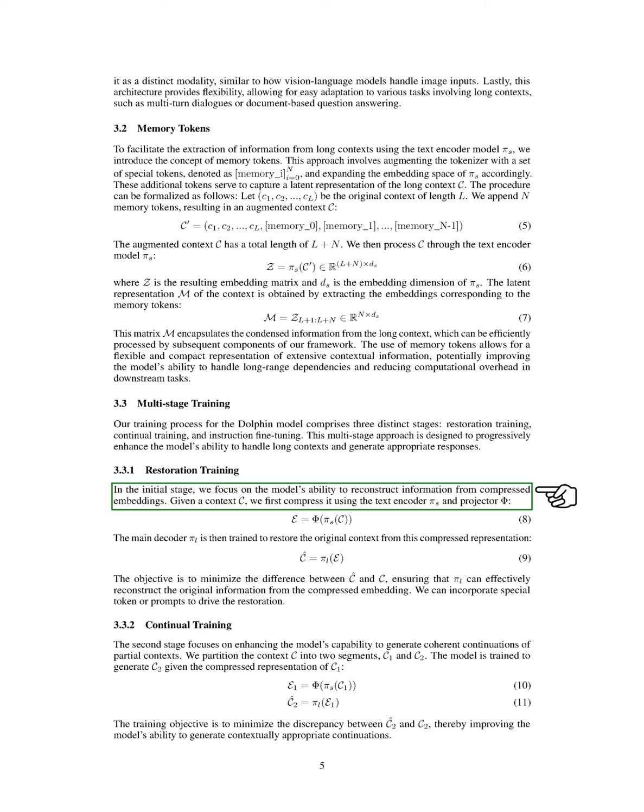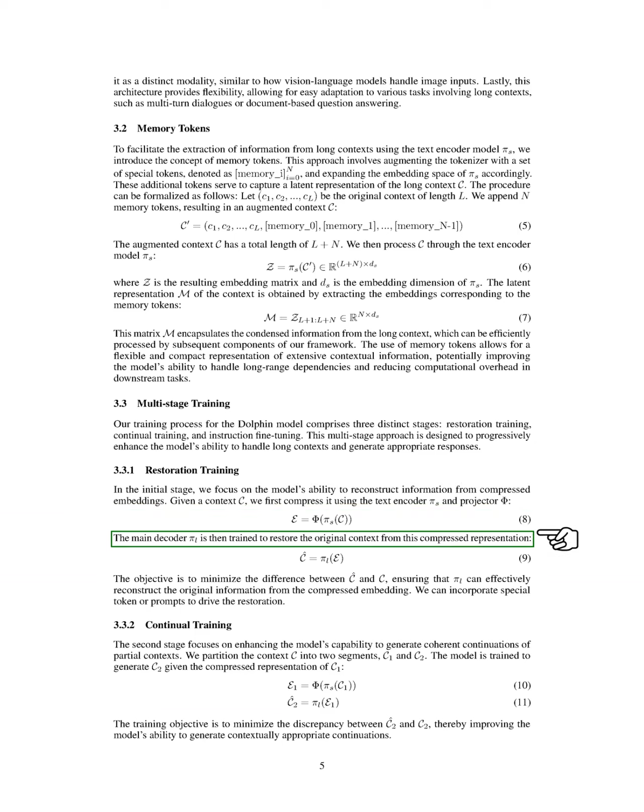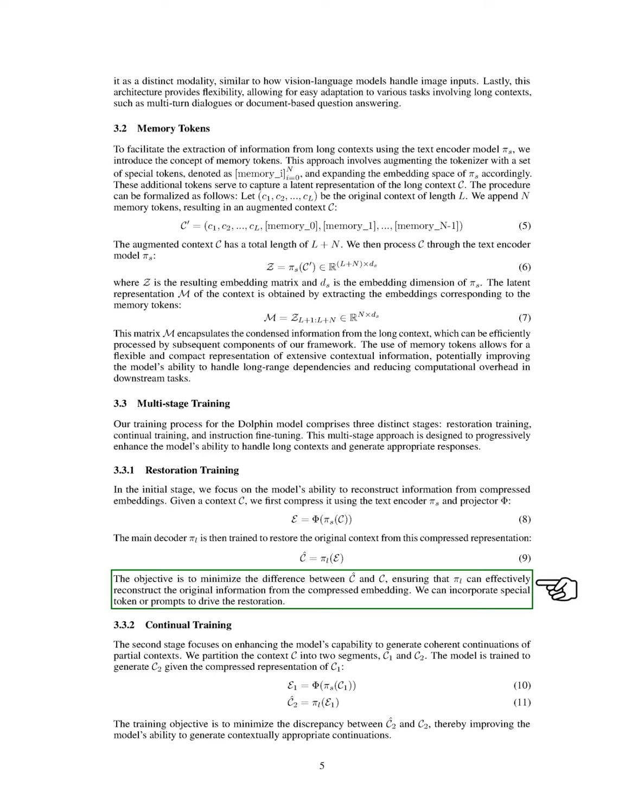During restoration training, we concentrate on the model's ability to reconstruct information from compressed data. We start with the context, compress it using our text encoder and projector, and then train the main decoder to restore the original context from this compressed version. Our goal is to minimize the difference between the restored context and the original, ensuring effective reconstruction. We can also use special tokens or prompts to guide this restoration.